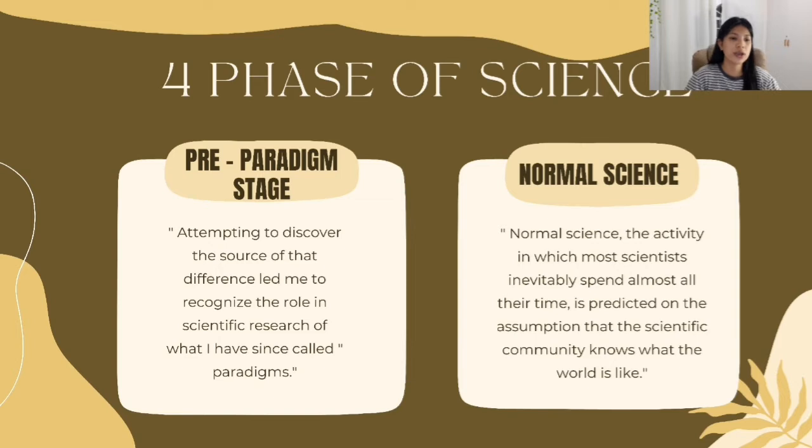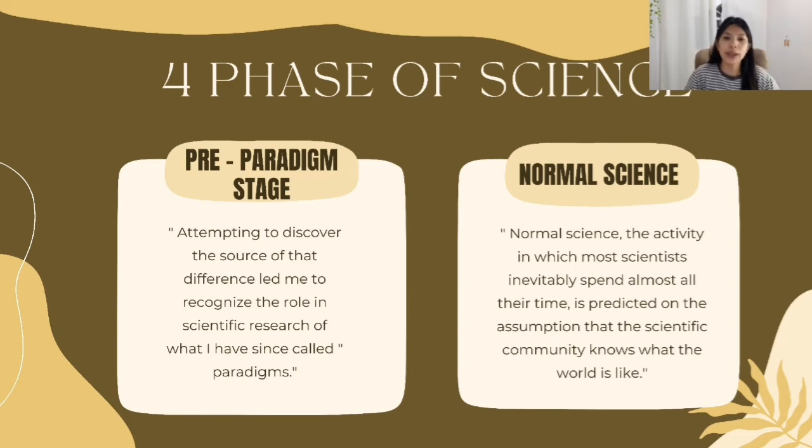"Attempting to discover the source of the difference led me to recognize the role in scientific research of what I have since called paradigms." So in this stage, we are still developing a paradigm. According to Kuhn, a paradigm is a universally recognized scientific achievement that for a time provides model problems and solutions to a community of practitioners.